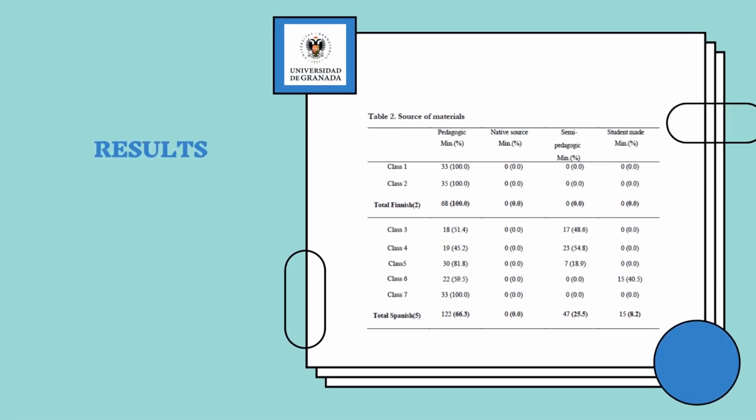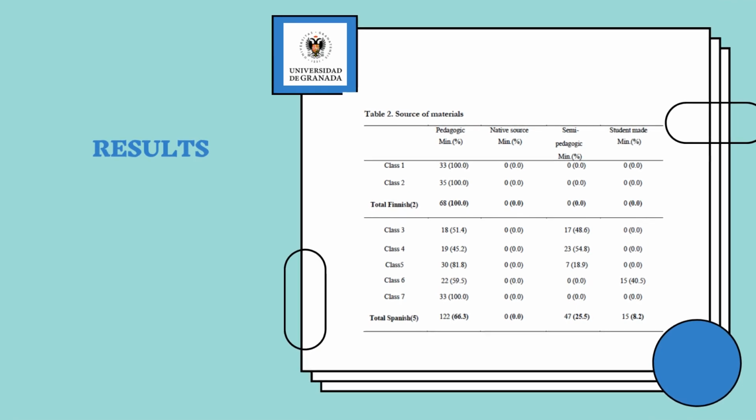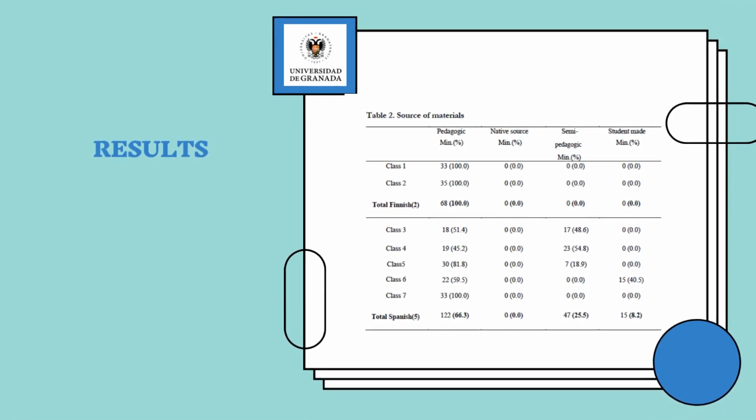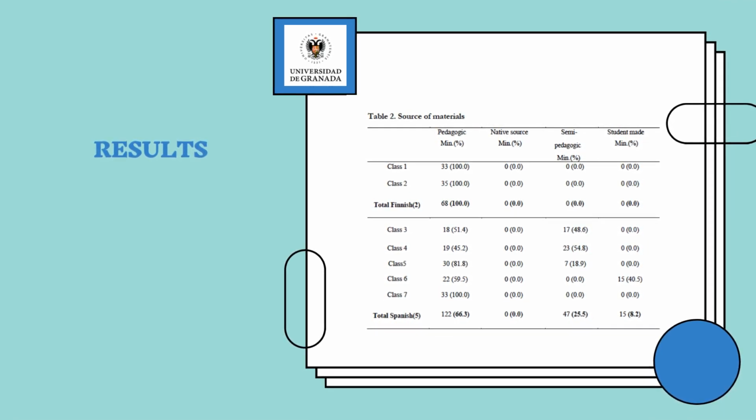And here, as Table 2 shows, in both schools the materials were primarily pedagogical, meaning materials specifically designed for second language teaching. In fact, the materials used in the Finnish school were solely pedagogical, 100%. And here it has to be mentioned that other parameters studied were teaching materials, content, and topic.